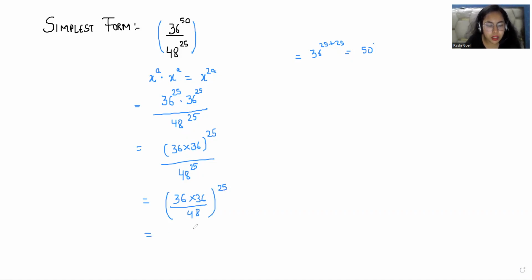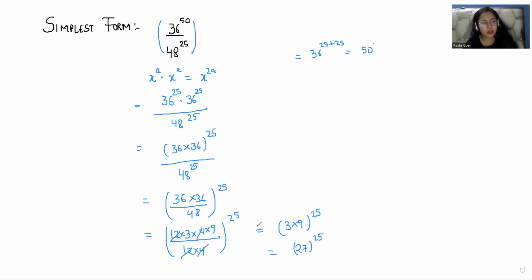We can break 36 as 12 times 3 and also 4 times 9, and 48 as 12 times 4, and the whole power is 25. Now we can eliminate the 4 by 4 and 12 by 12. So what is left? 3 times 9 whole power 25. That is 27 whole power 25. That's how you can do this and convert it into simplest form.